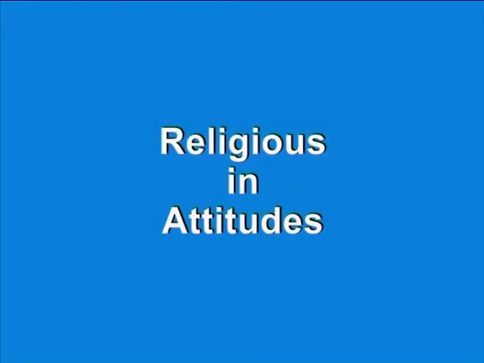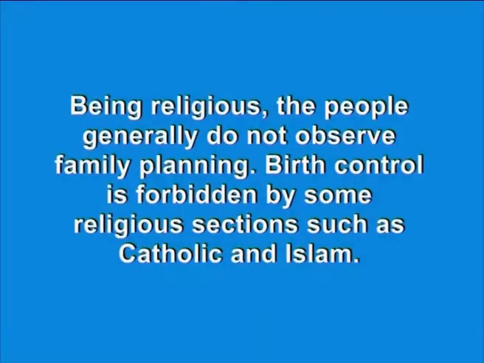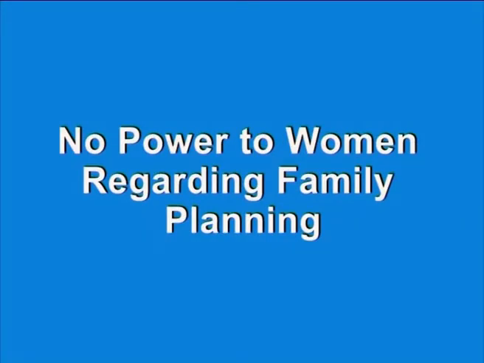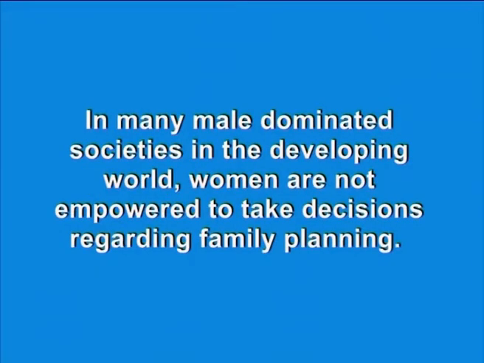Sixth is religious in attitudes. Being religious, the people generally do not observe family planning. Birth control is forbidden by some religious sections such as Catholic and Islam. Seventh is no power to women regarding family planning. In many male-dominated societies in the developing world, women are not empowered to take decisions regarding family planning.